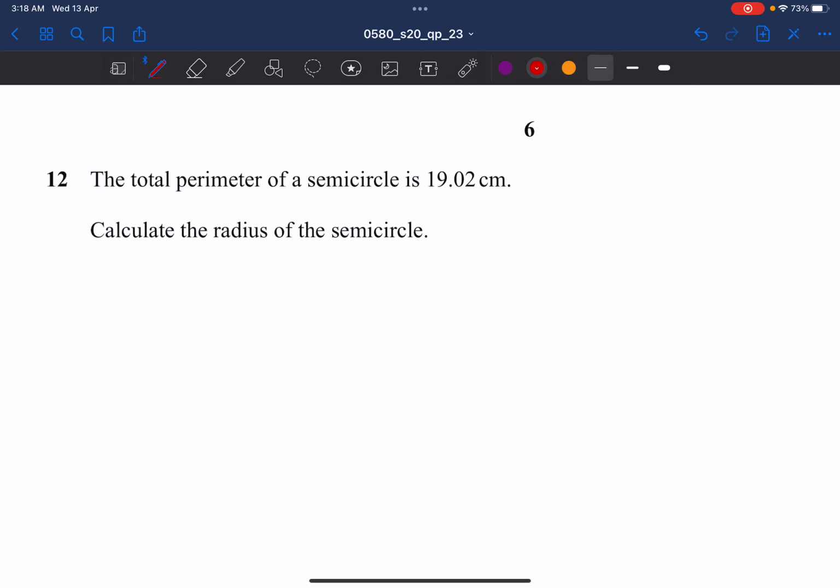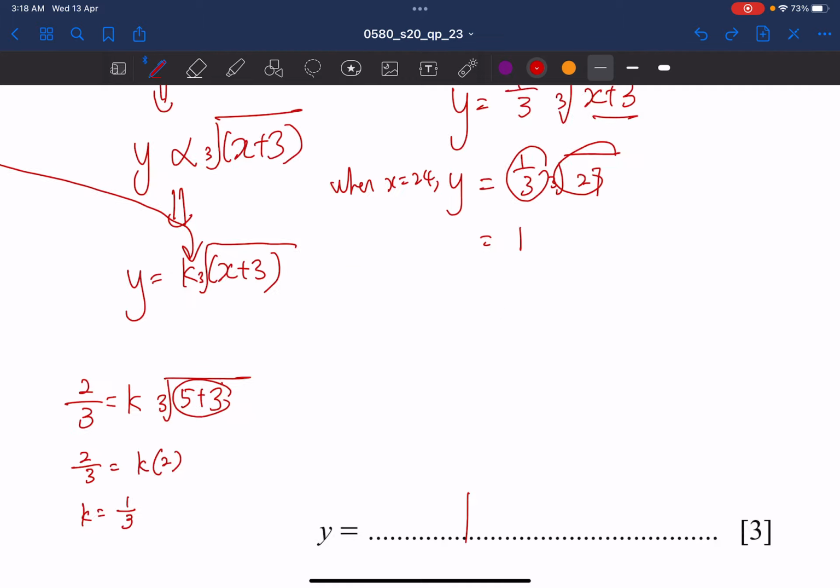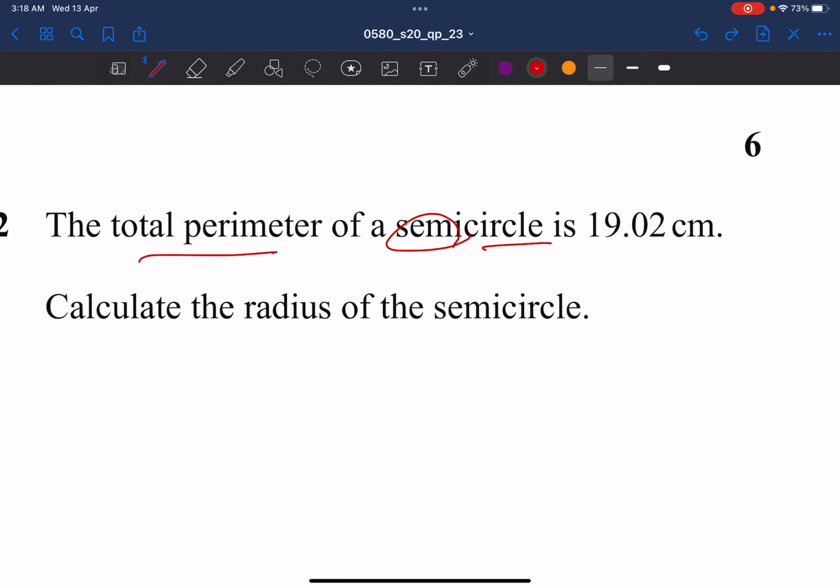The total perimeter of a semicircle is 19.02. Calculate the radius of the semicircle. So, a semicircle here. And the question doesn't look like a semicircle. Okay, never mind. Let me draw by hand.